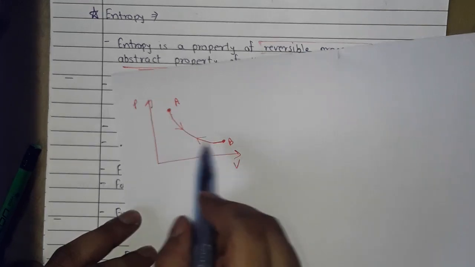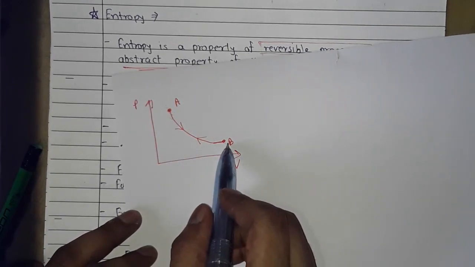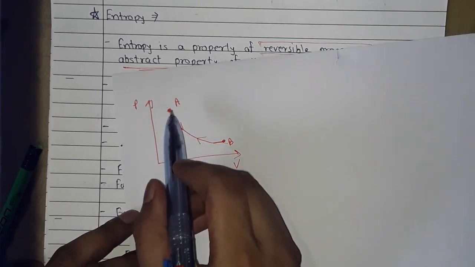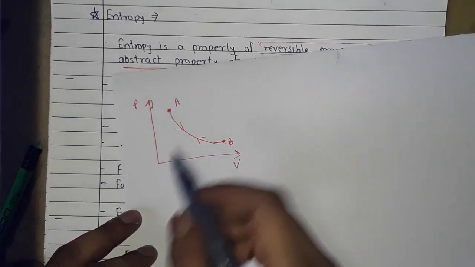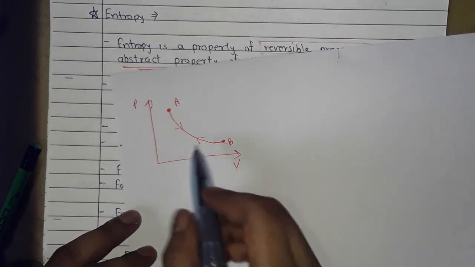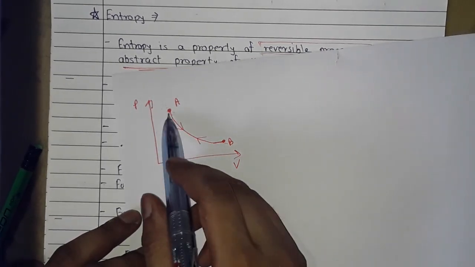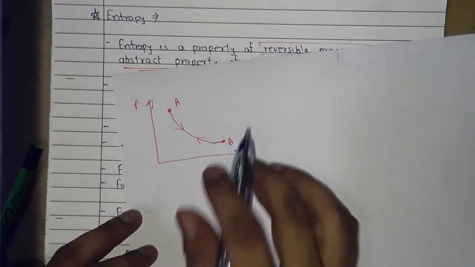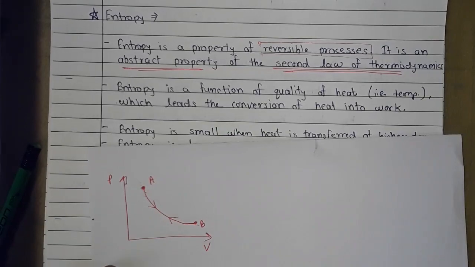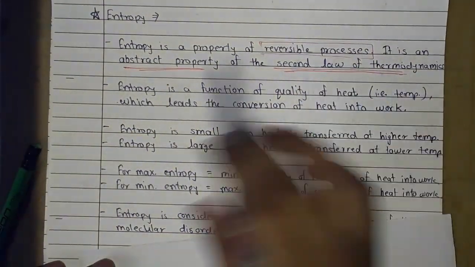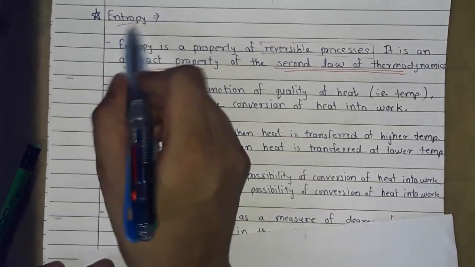The process goes from A to B and then again returns to the same initial condition, here A, without any stresses on the system or the surroundings. This process is called a reversible process. And here, the second law of thermodynamics is related to entropy.